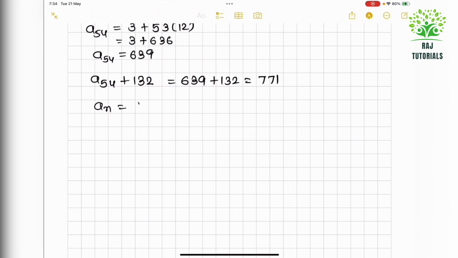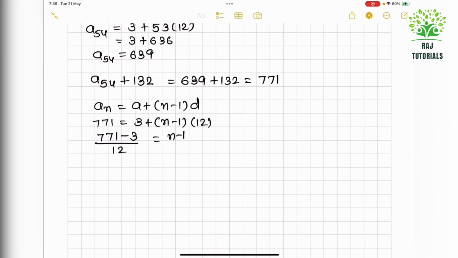Now again the formula is An equal to A plus n minus 1 D. Now 771 equal to A was 3 plus n I don't know and D was 12. So can I say 771 minus 3 upon 12 will be equal to n minus 1? So n minus 1 equal to 53. So n equal to 54.